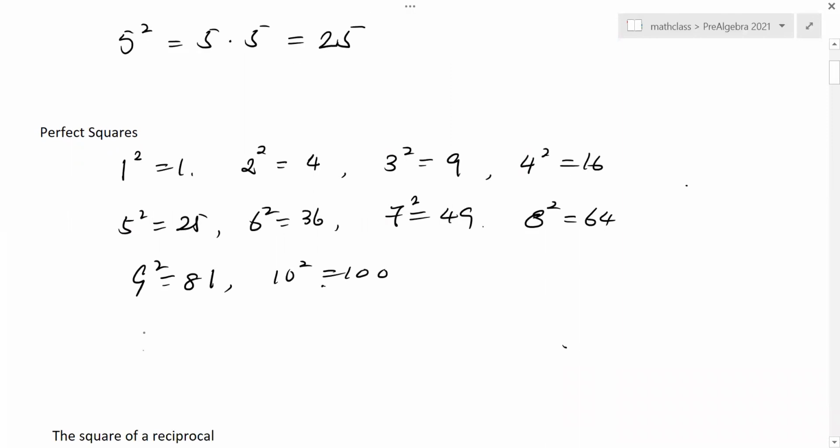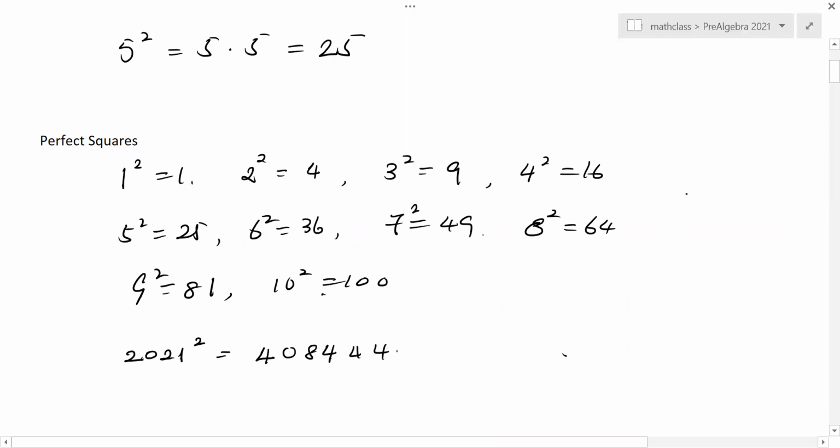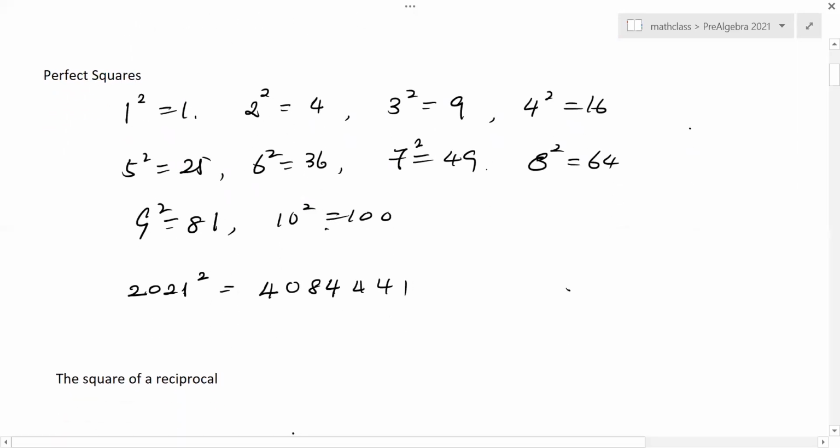Okay, now the square could be a very large number. For example, this year, 2021, right? If you square it, it's going to be a very big number. I used a calculator to get this number: 4084441. How many digits does that have? It's 7 digits. Okay, this is a bigger number.